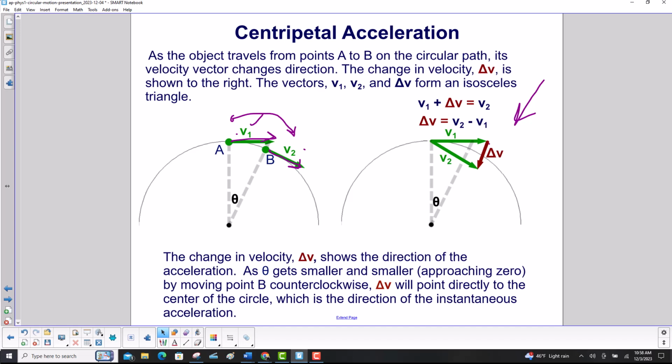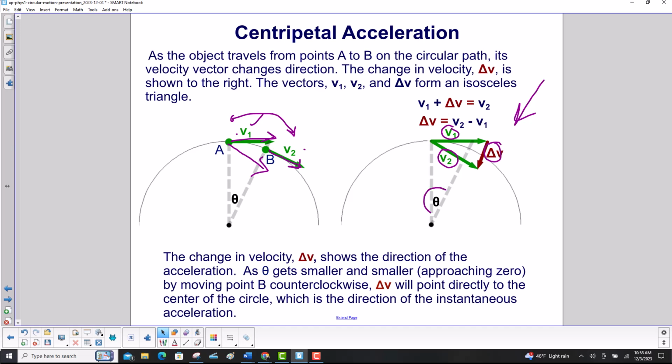We slide v2 over to this point here. Okay, we can do that with a vector as long as we don't change its direction. And we find that we have v1 plus delta v is equal to v2. We do some vector math. So delta v is v2 minus v1. The change in velocity, delta v, shows the direction of the acceleration.